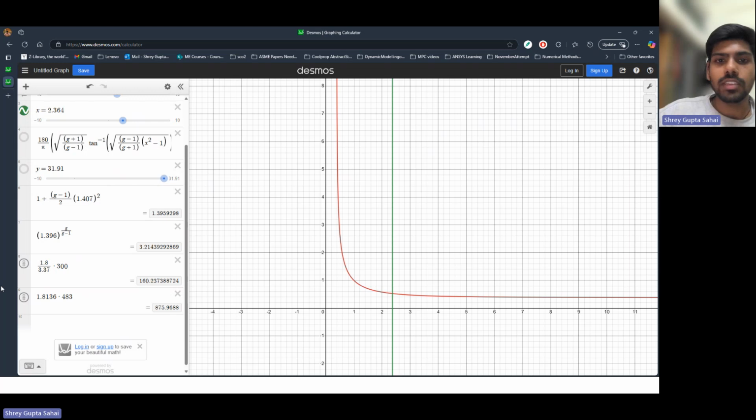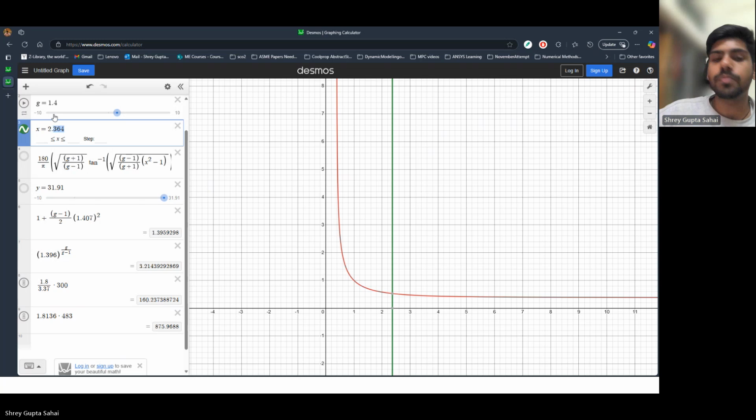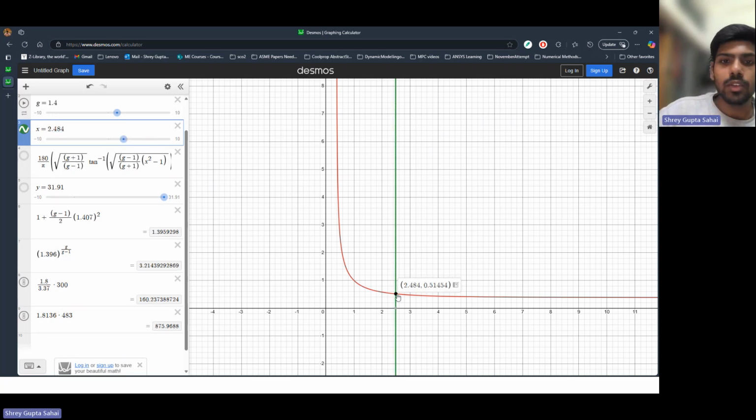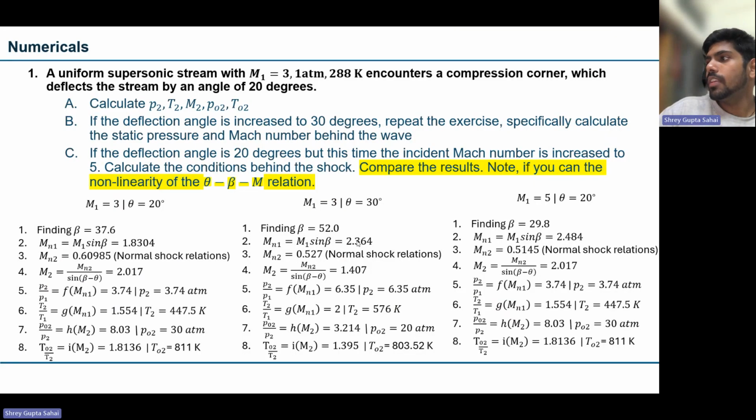So we have Mn1 as 2.484. The corresponding value for Mn2 is 0.5145. Now we will calculate M2.